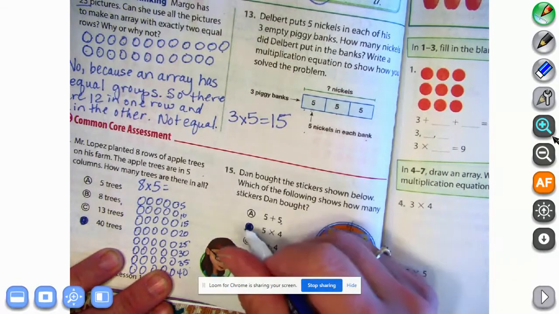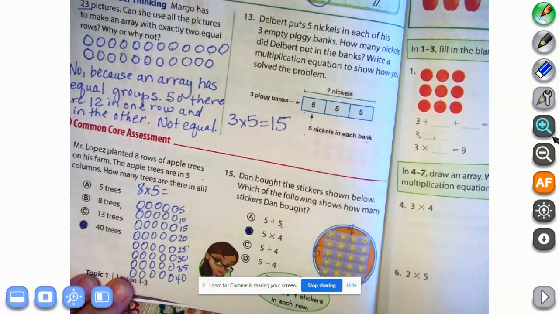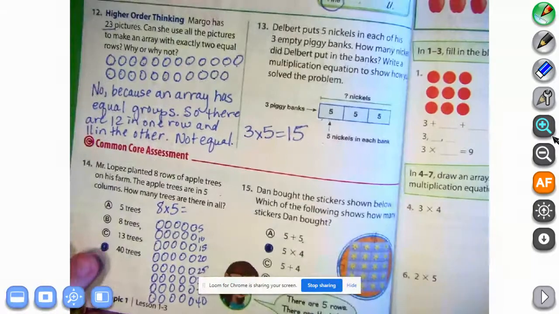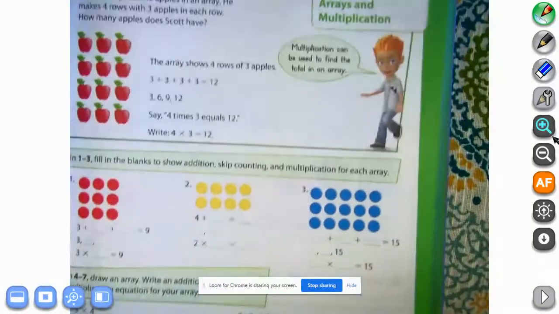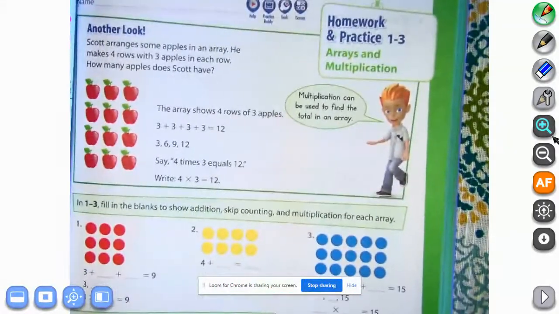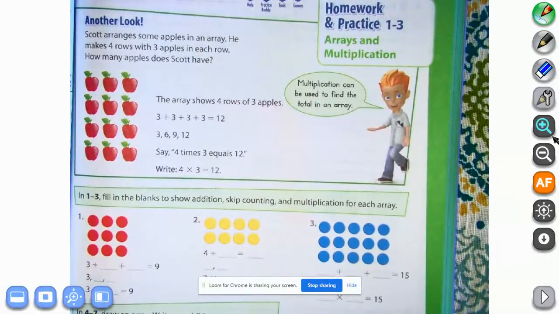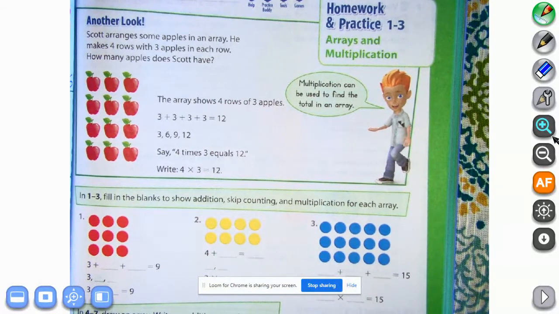So multiplication is the way we had to solve that. All right, please go back, rewind, rewatch this, re-go over them if you need to. And then your homework tonight is going to be page 23.